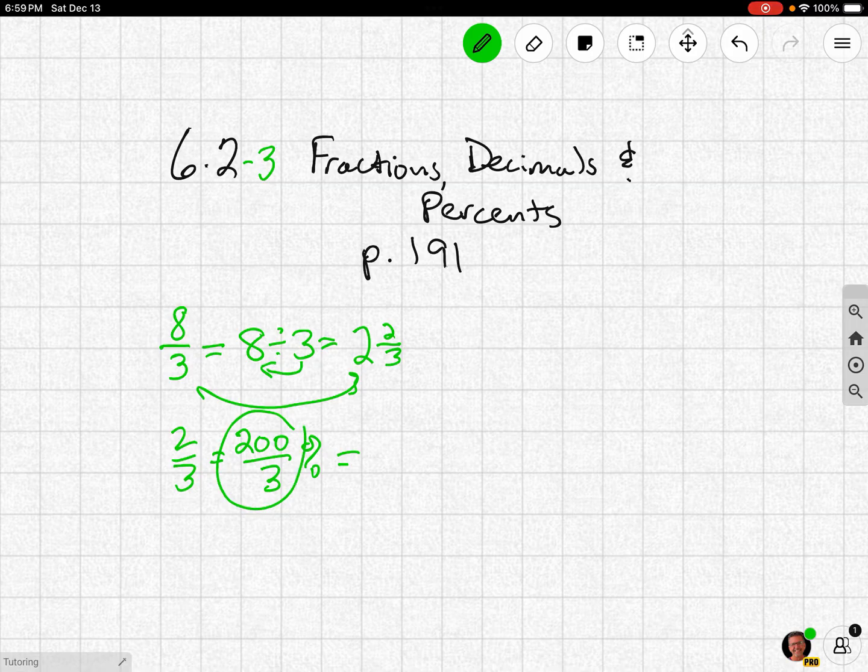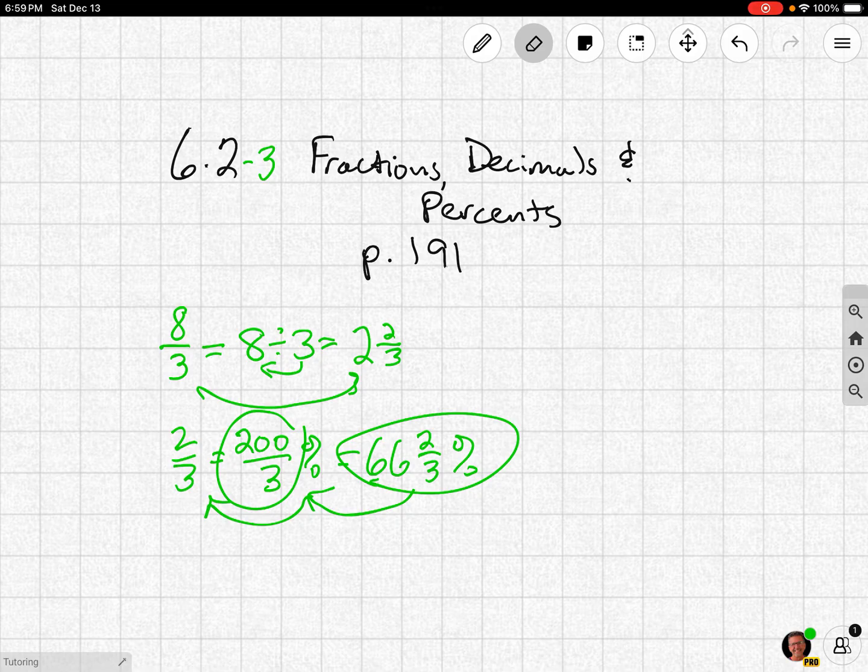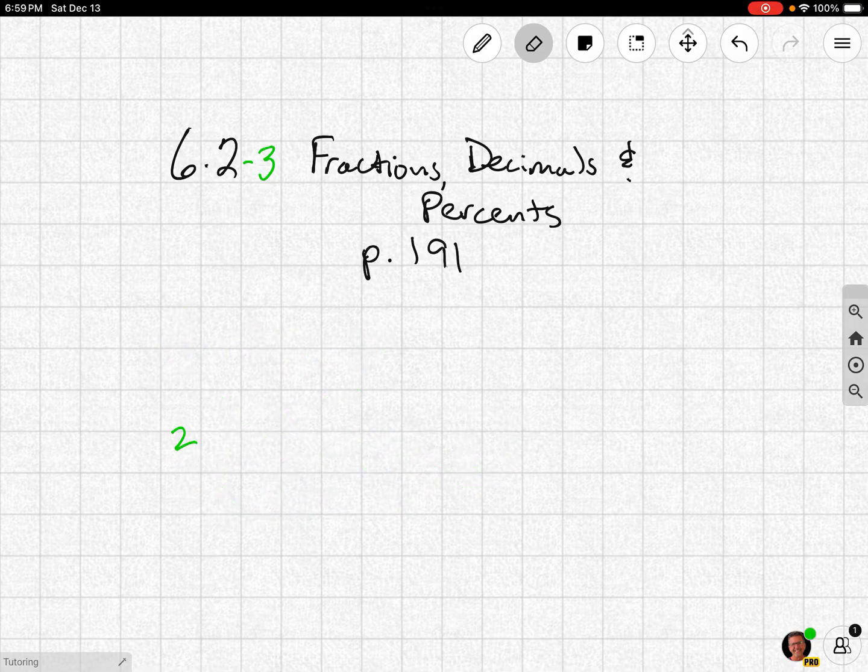So what we're going to do now, instead of solving the division problem, is go the other direction. So this would be equal to 66 2/3%. Now we're going to take this and go back, actually back all the way into that. So let's see how that works. Let me erase this. All right.